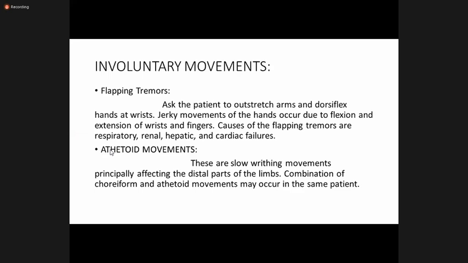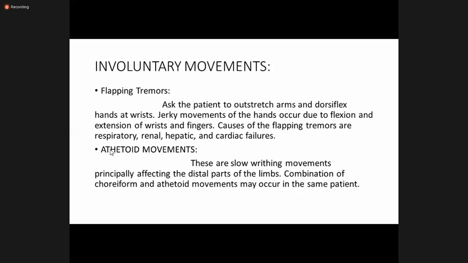Flapping tremors: ask the patient to stretch arms out and dorsiflex hands at rest. Jerky movements of the hand occur due to the flexion and extension of the wrist and fingers. Causes of flapping tremors are respiratory, renal, hepatic, and cardiac. Athetoid movements are slow rhythmic movements, principally affecting the distal parts of the limb. The combination of choreiform and athetoid movements may occur in the same patient.